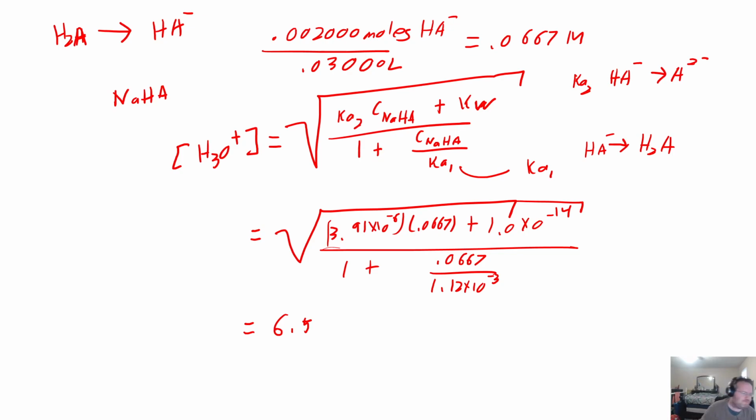I thought I was all better. Guess not. The 6.56 times 10 to the negative fifth molar. You take the negative log of that, you get pH equals 4.18.